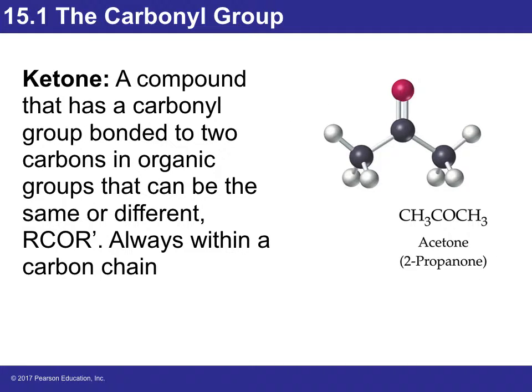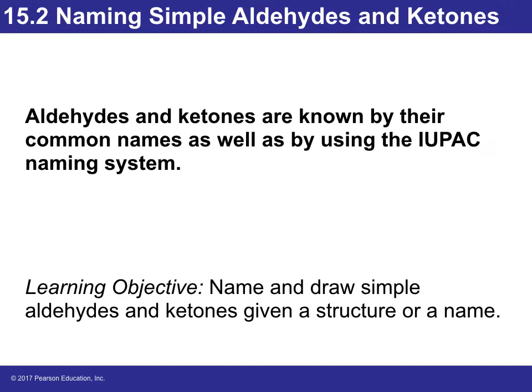A ketone has a carbonyl group bonded to two organic groups, two carbon-containing organic groups that can be the same or different. So the general formula is R, an organic group, C double bond O, R prime, the same or different organic group, always within a carbon chain. Here is an example. That's the only one I will ask you to know both the IUPAC name, which is 2-propanone, and the common name, acetone, because you're going to be using this.